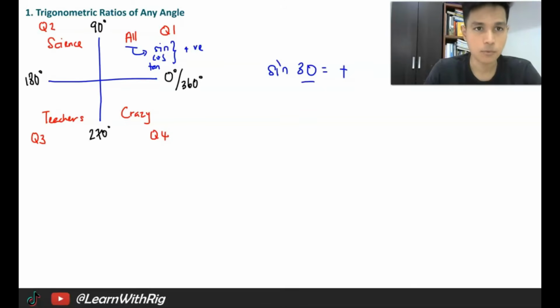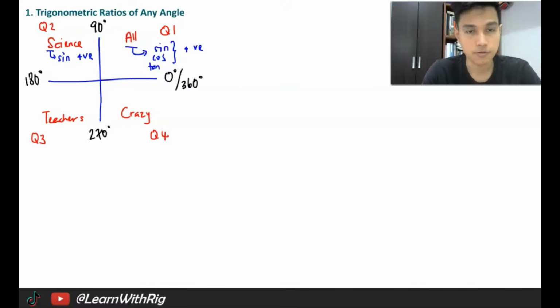Now what if it is in the second quadrant? In the second quadrant, S stands for sine, so only the sine value is positive. Cos and tangent will be negative. The third one is T, which means tangent, so tangent is positive. And the final one here is C, cosine, so cos is positive.